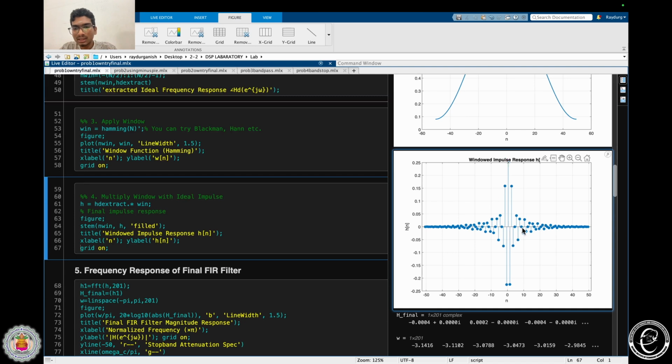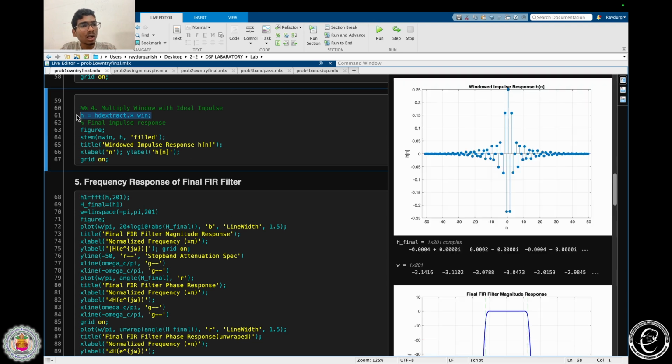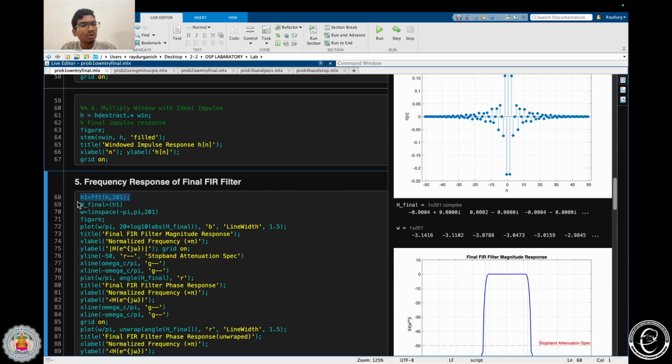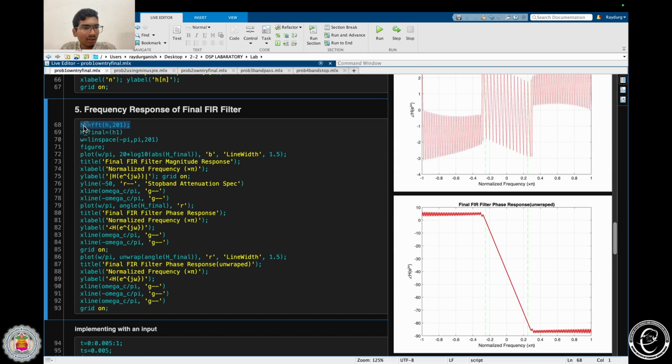And here you can see this is now the finite impulse response. In the name itself there is a finite impulse response, and this is where, by multiplying with the window, we have made the impulse response finite. So after multiplying with the window, now I have the impulse response in the time domain. In order to get the frequency response, I am using the FFT, converting from time domain to frequency domain. So here I have done this FFT.